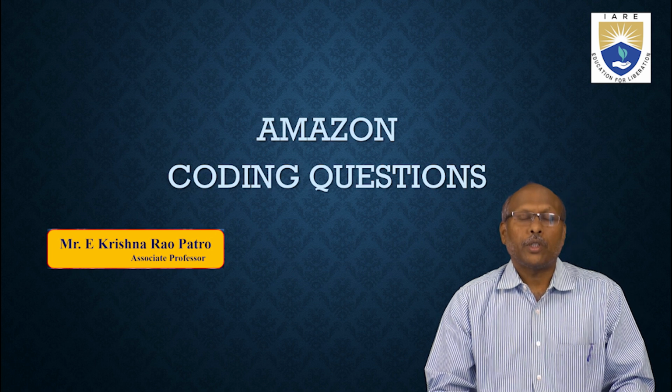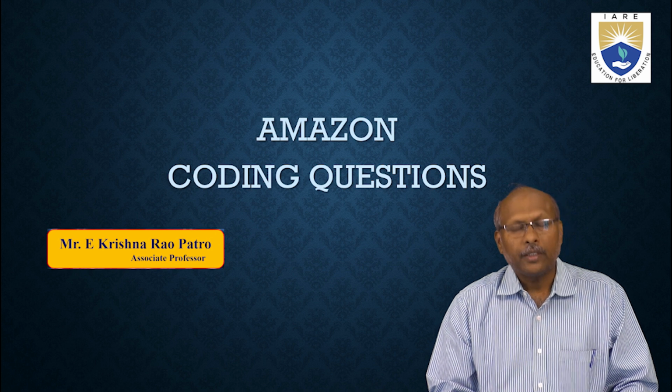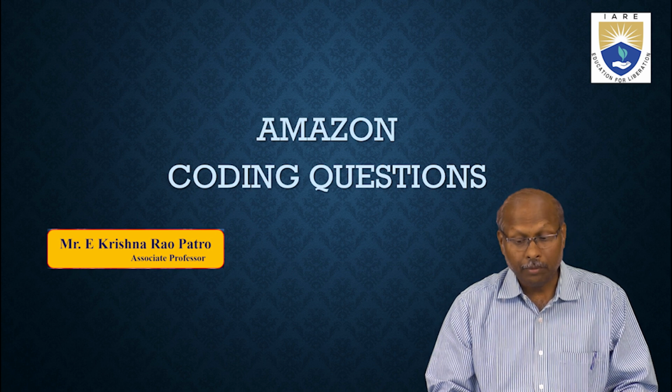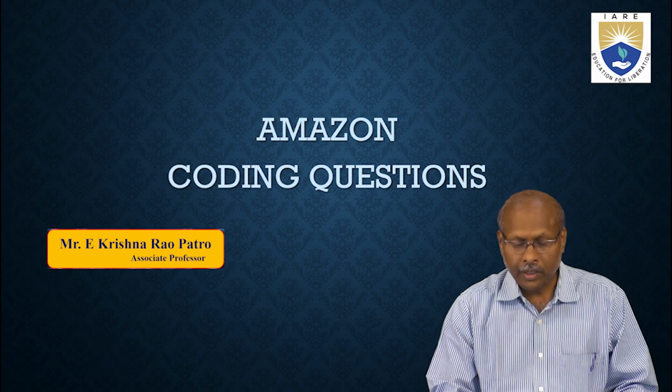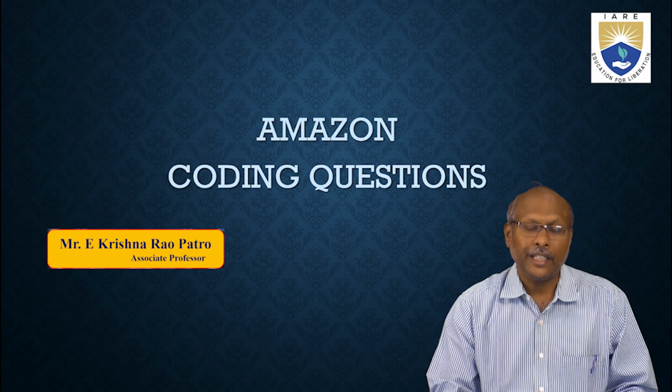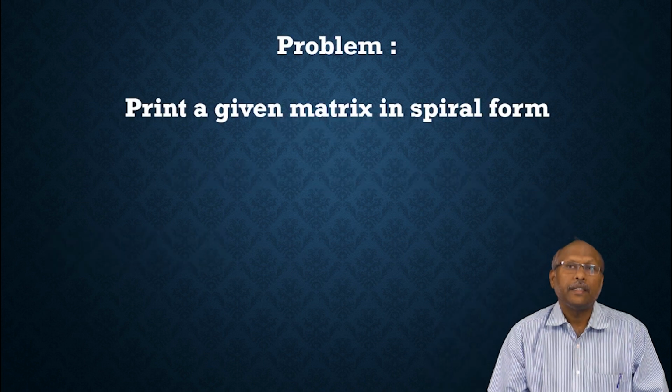Today, we will see one important question which is asked in Amazon, and moreover, this particular question was asked in many of the interview in technical round. This coding question is very important. You must thoroughly understand and you have to do properly. The problem is print a given matrix in spiral form.